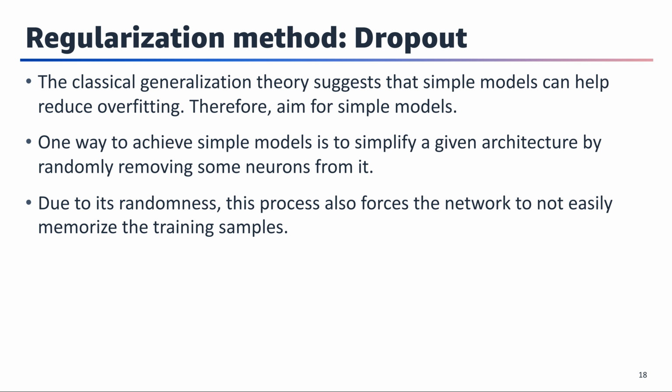The classical generalization theory suggests that simple models can help reduce overfitting. Therefore, aim for simple models. One way to achieve simple models is to simplify a given architecture by randomly removing some neurons from it. Due to its randomness, this process also forces the network to not easily memorize the training samples. This regularization technique is known as dropout. Dropout is one of the most popular regularization methods when training neural networks. This method randomly disables or removes neurons from a network.